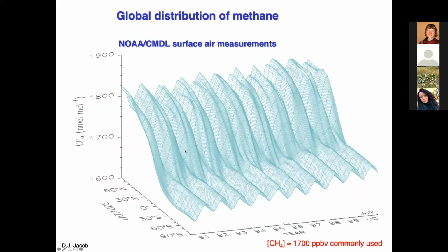That's the reason the methane concentration is, what is it here? It's about 200 ppb higher in the northern hemisphere compared to the southern hemisphere.